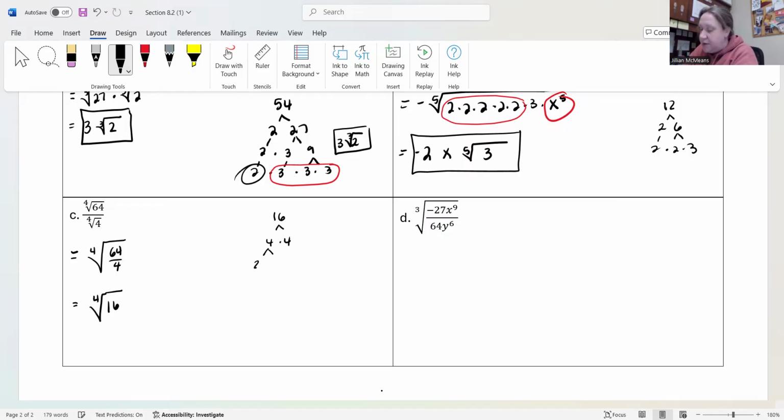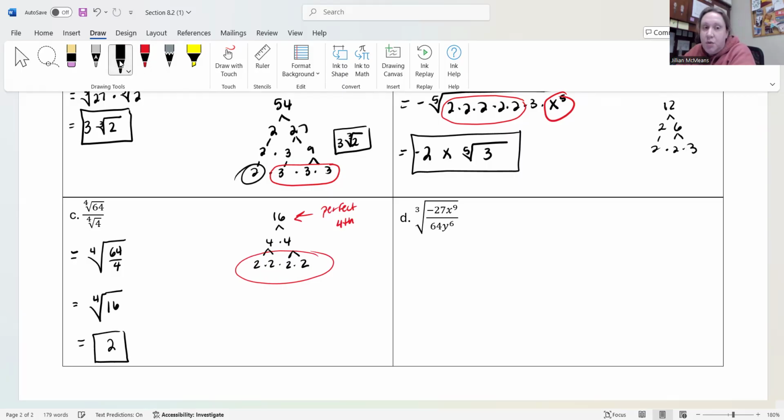Well, 4 happens to be 2 times 2. This other 4, similarly, is 2 times 2. And look at that. We have 4 identical factors, so this tells me this was a perfect 4th. So this simplifies to just plain old 2.